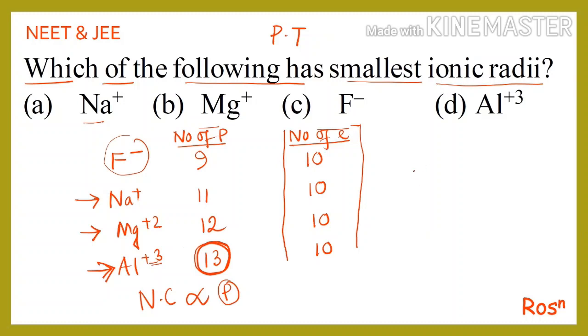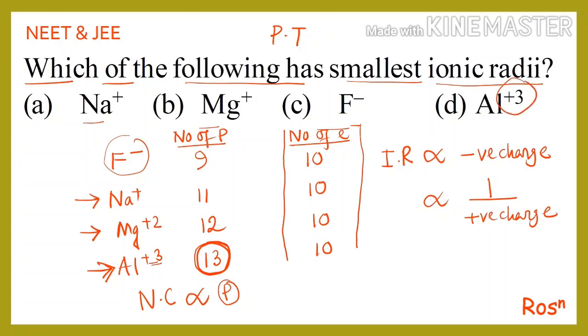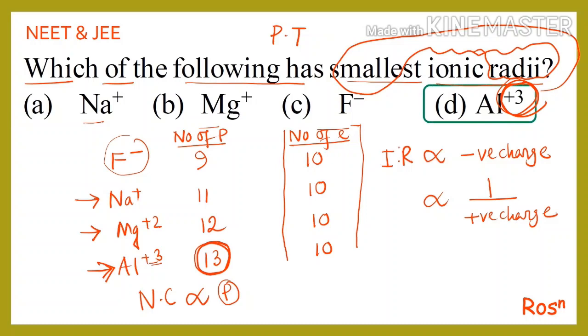Clear? Okay. Now I show the short trick for this type of question. What is the short trick? Here the ionic radius is directly proportional to the negative charge. Clear? And the ionic radius is inversely proportional to the positive charge. That is clear? So the higher the positive charge, the smaller the ionic radius. Okay. So the right answer is option D, Al plus 3. Clear?